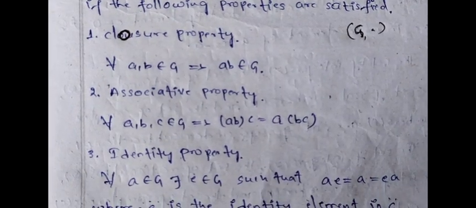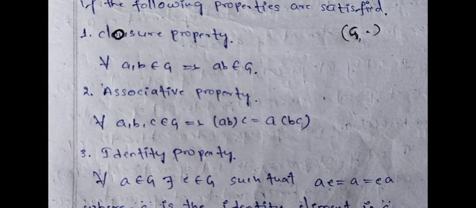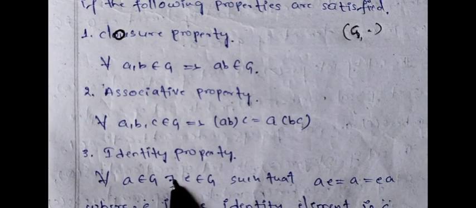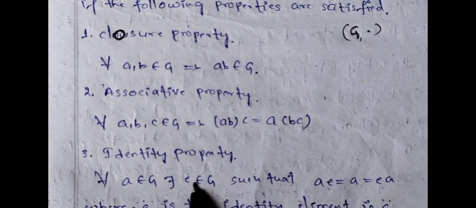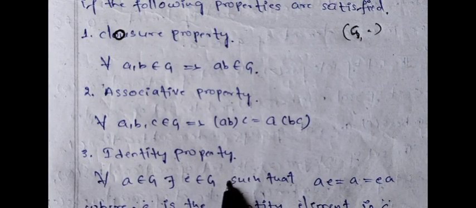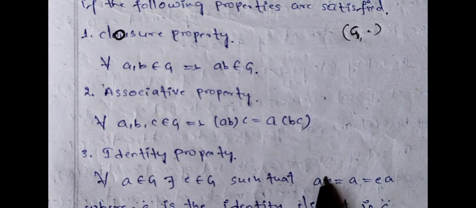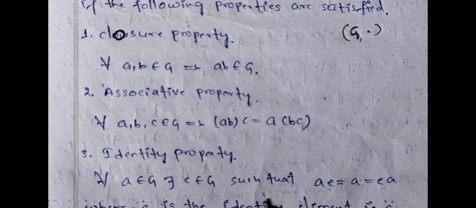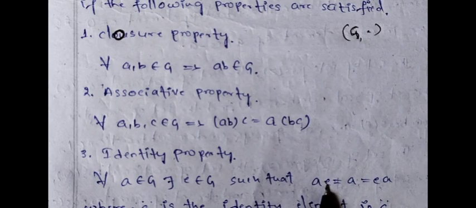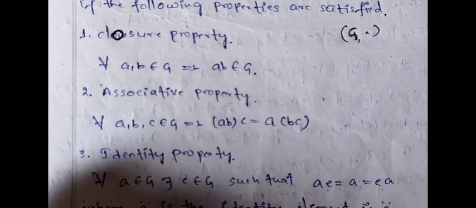Then the identity property. Identity property under multiplication means we are taking one element A from G. There must exist an identity element E which also belongs to G, such that it satisfies the condition A·E equals A, which equals E·A. That means when you multiply the identity element with any element, the same element comes, and then E is said to be the identity element under multiplication. Obviously, the identity element under multiplication is 1.